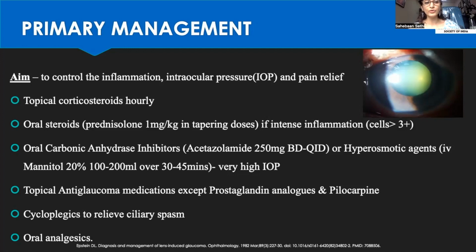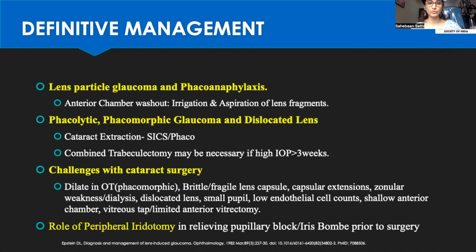Oral carbonic anhydrase inhibitors and very often hyperosmotic agents like mannitol also have to be given to control very high intraocular pressure. For pain, you have to give oral analgesics and sometimes cycloplegics to relieve ciliary spasm, which, however, is contraindicated in angle closure glaucomas. The definitive management for lens-induced glaucoma is, however, cataract surgery. In lens particle glaucoma and phacoanaphylaxis in pseudophakic eyes, irrigation aspiration of the lens fragments can be curative.